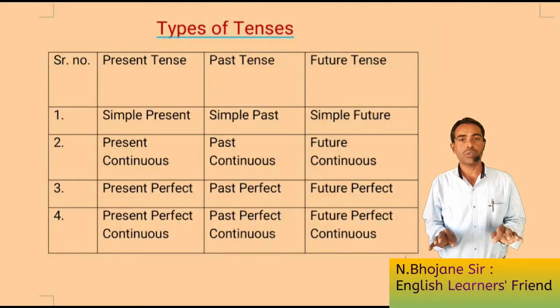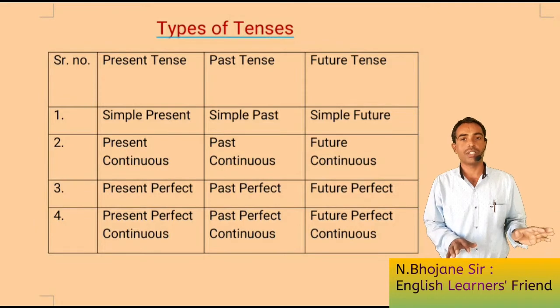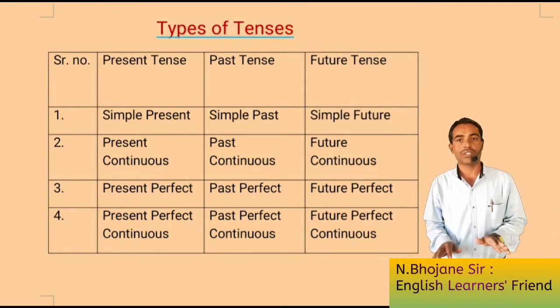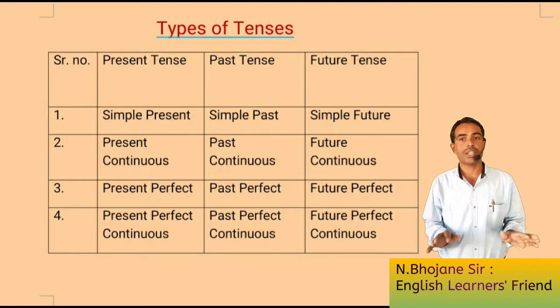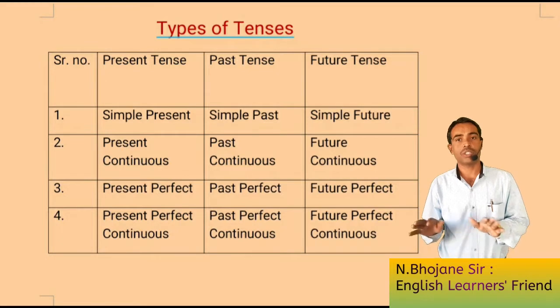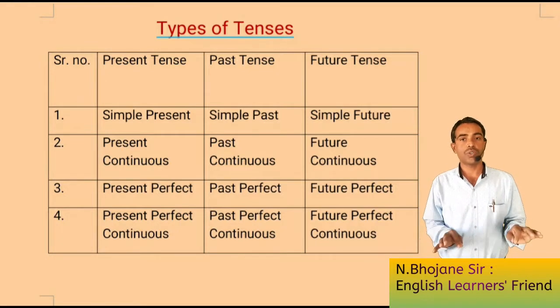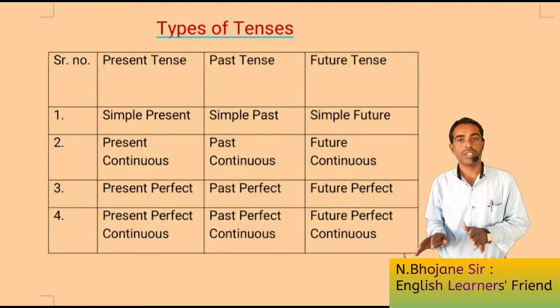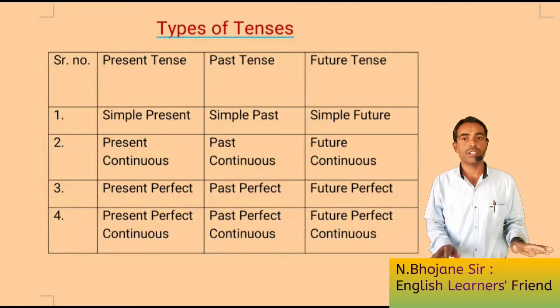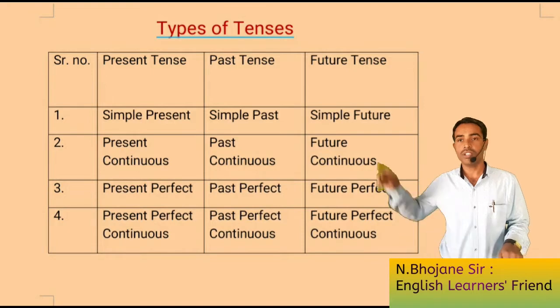Tenses show the time of an action and its degree of completeness. There are three types of tenses: present tense, past tense, and future tense. Present tense shows that an action takes place at present. Past tense shows that an action was completed in the past. Future tense shows that an action will be completed in future. Each tense is subdivided into four classes. See the given table.